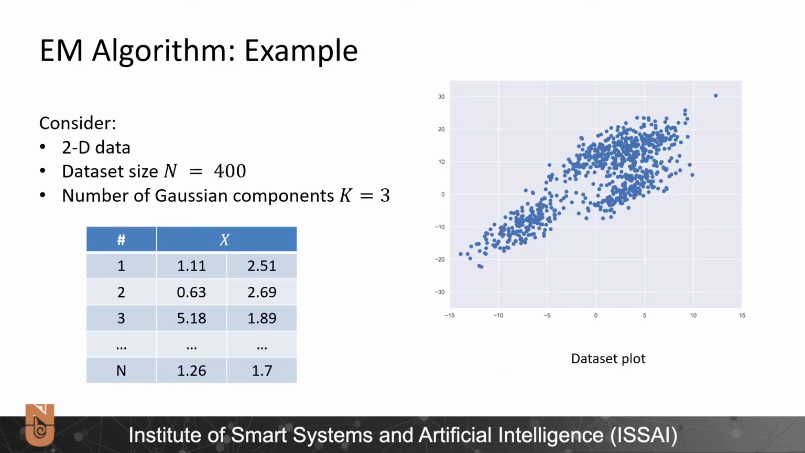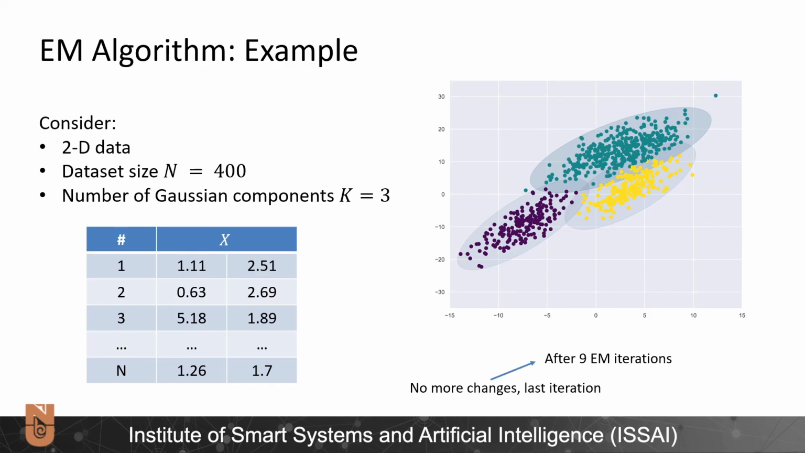Let's see an example of the EM algorithm. Consider a two-dimensional dataset of 400 points, and let's have a number of components equal to 3. As we start running the expectation maximization algorithm, we can see how the contours of the 3 components keep changing until no more changes occur, which is the point of convergence.